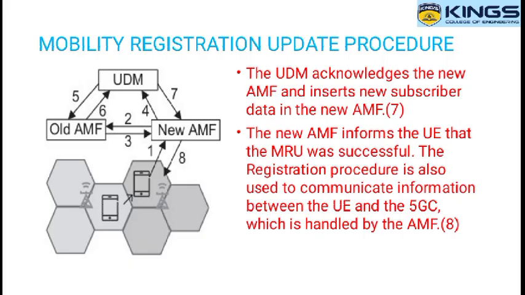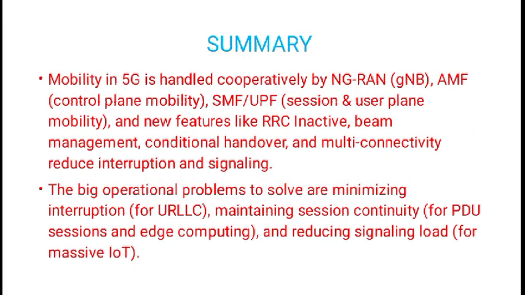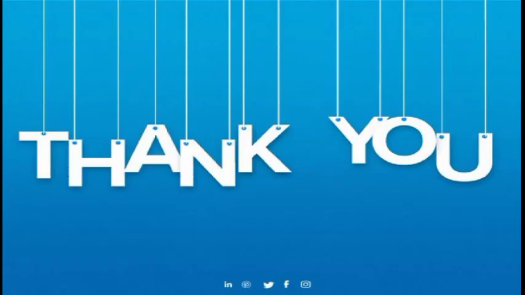The registration procedure is also used to communicate information between the UE and the 5GC, which is handled by the AMF. Lastly, the summary of all mobility management: mobility in 5G is handled cooperatively by the NG-RAN, AMF, SMF, and new features like RRC inactive, beam management, conditional handover, and multi-connectivity reduce the interruption and signaling. The big operational problems to solve are minimizing the interruption for URLLC, maintaining the session continuity, and reducing the signaling load.